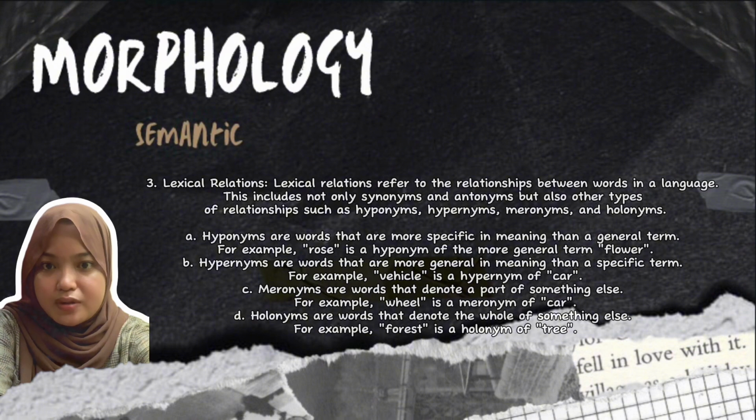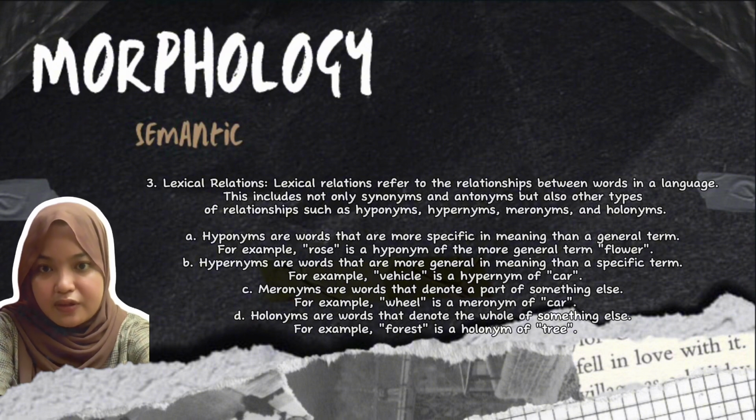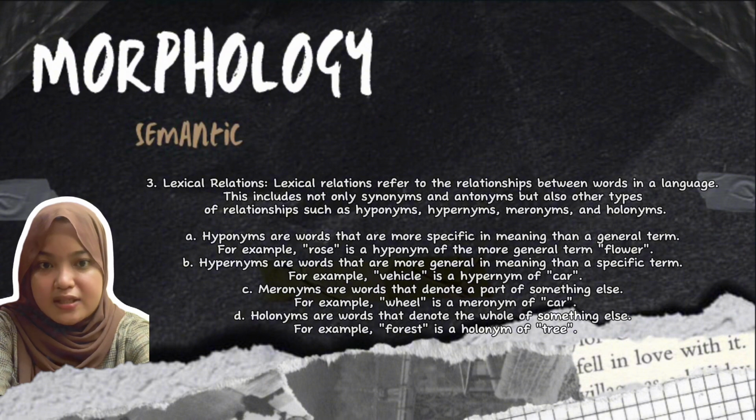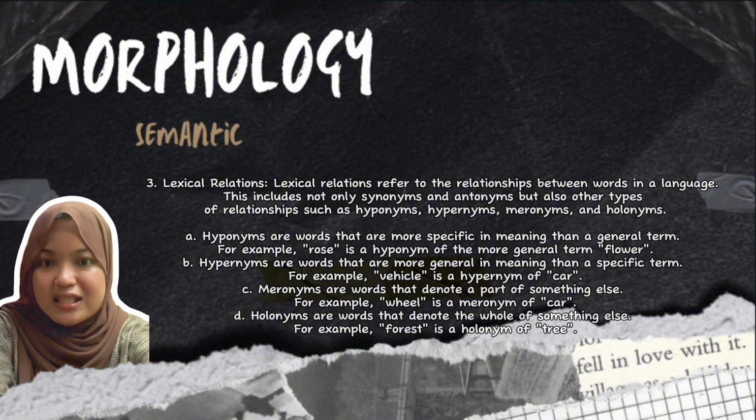Hyponyms are words that are more specific in meaning than a general term. For example, rose is a hyponym of the more general term flower. So the second is hypernyms. Hypernyms are words that are more general in meaning than a specific term. For example, vehicle is a hypernym of car.